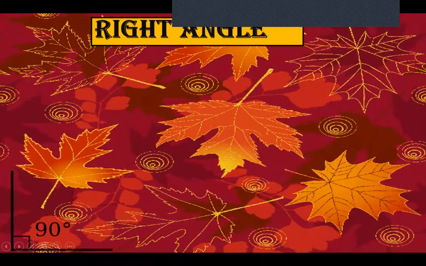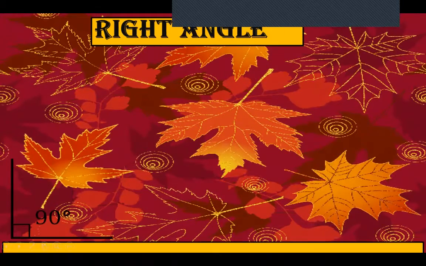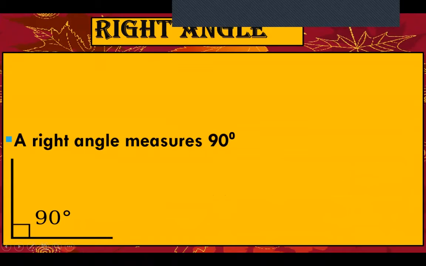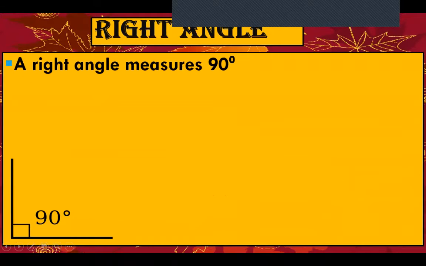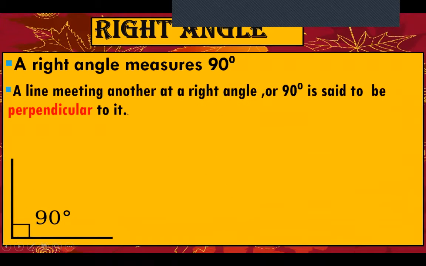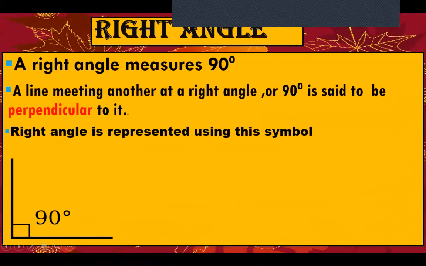Right angle. Now look at the picture and observe the angle. It is showing a right angle measuring 90 degrees. A line meeting another at a right angle or 90 degrees is said to be perpendicular to it. A right angle is represented using this symbol.